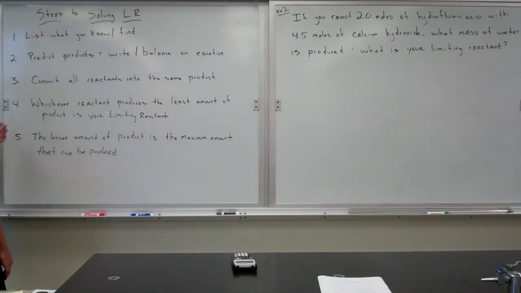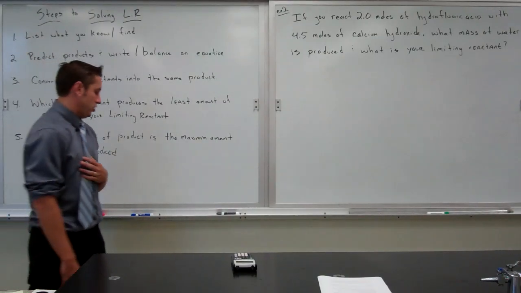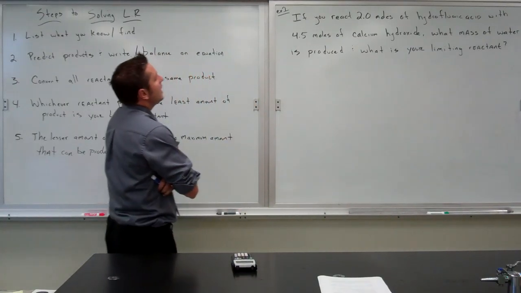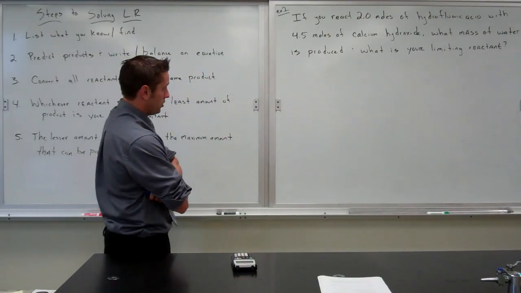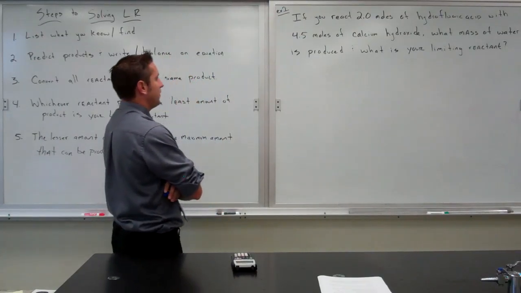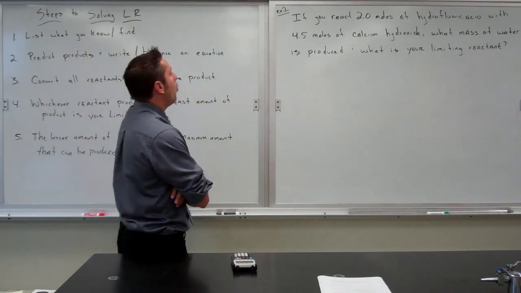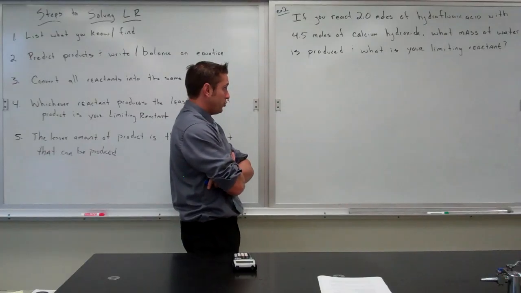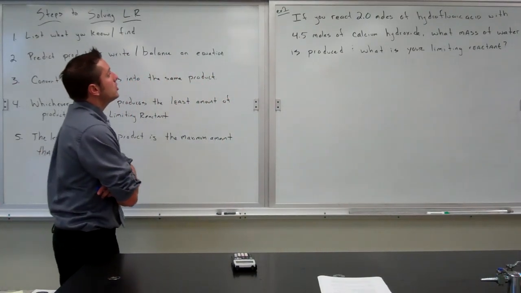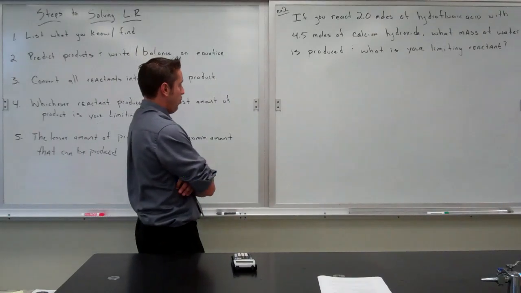So we are going to try to apply this to some chemistry stuff. So if you take a look, I have one question up here that says, if you react 2 moles of hydrofluoric acid with 4.5 moles of calcium hydroxide, what mass of water is produced and what is your limiting reactant? So we would try to attack this problem the same way.